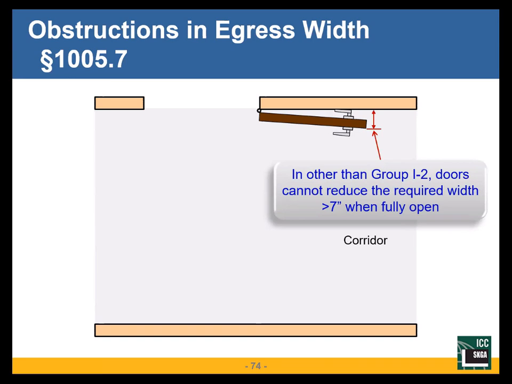In other than group I2, when the door is fully open, and any door that opens into a corridor has to swing 180 degrees. It has to swing back against the wall. 7 inches maximum from the door face, not the hardware, the door face to the wall, maximum obstruction width of 7 inches.